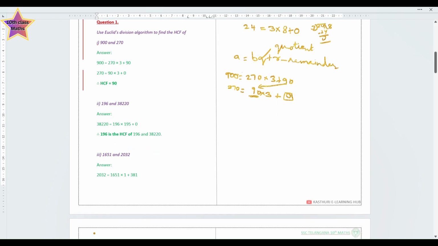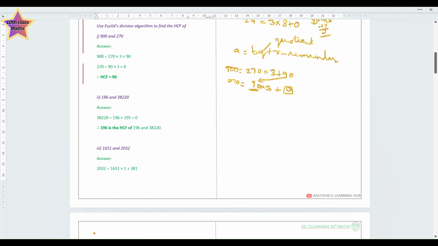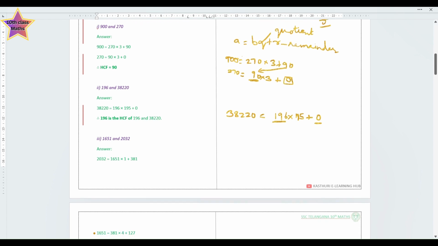Then we go on to the next one, 196 and 38,220. How do we go about it? The same way, bigger number divided by smaller number. When you divide 38220 by 196, you get 38220 equal to 196 into 195 plus 0. In the first go itself we got 0, therefore 196 is our HCF.